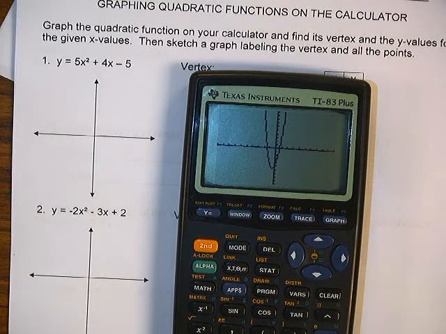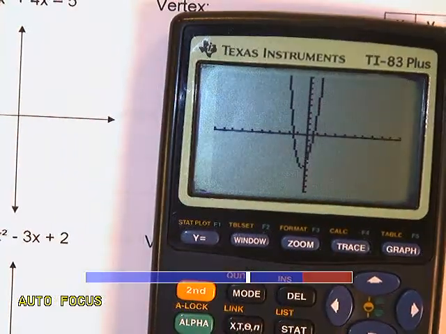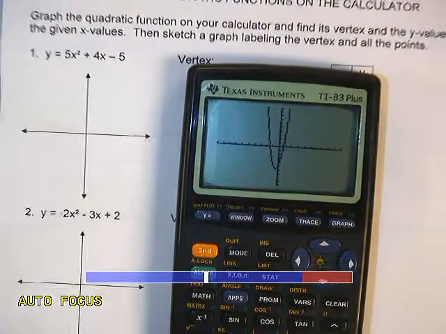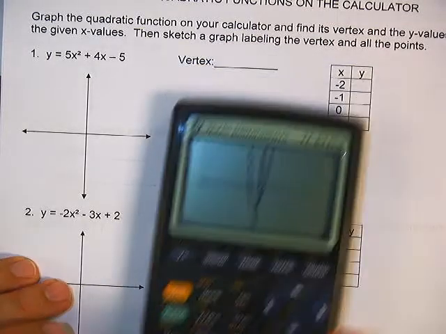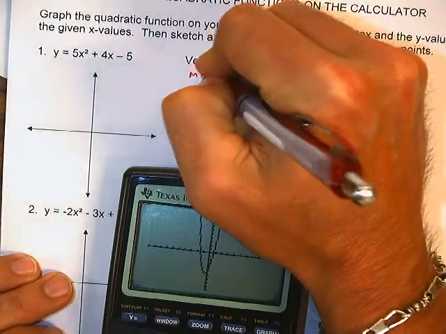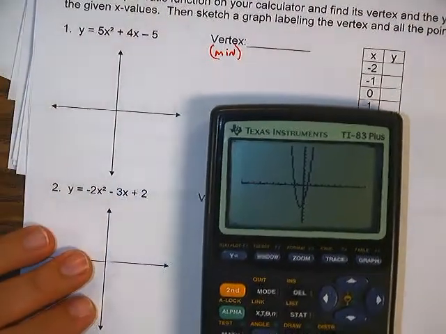Okay, let me zoom in for just a second. Now, does this have a minimum or a maximum? It opens up, the vertex is at the very bottom, so this has a minimum. So let's find the minimum on the calculator.